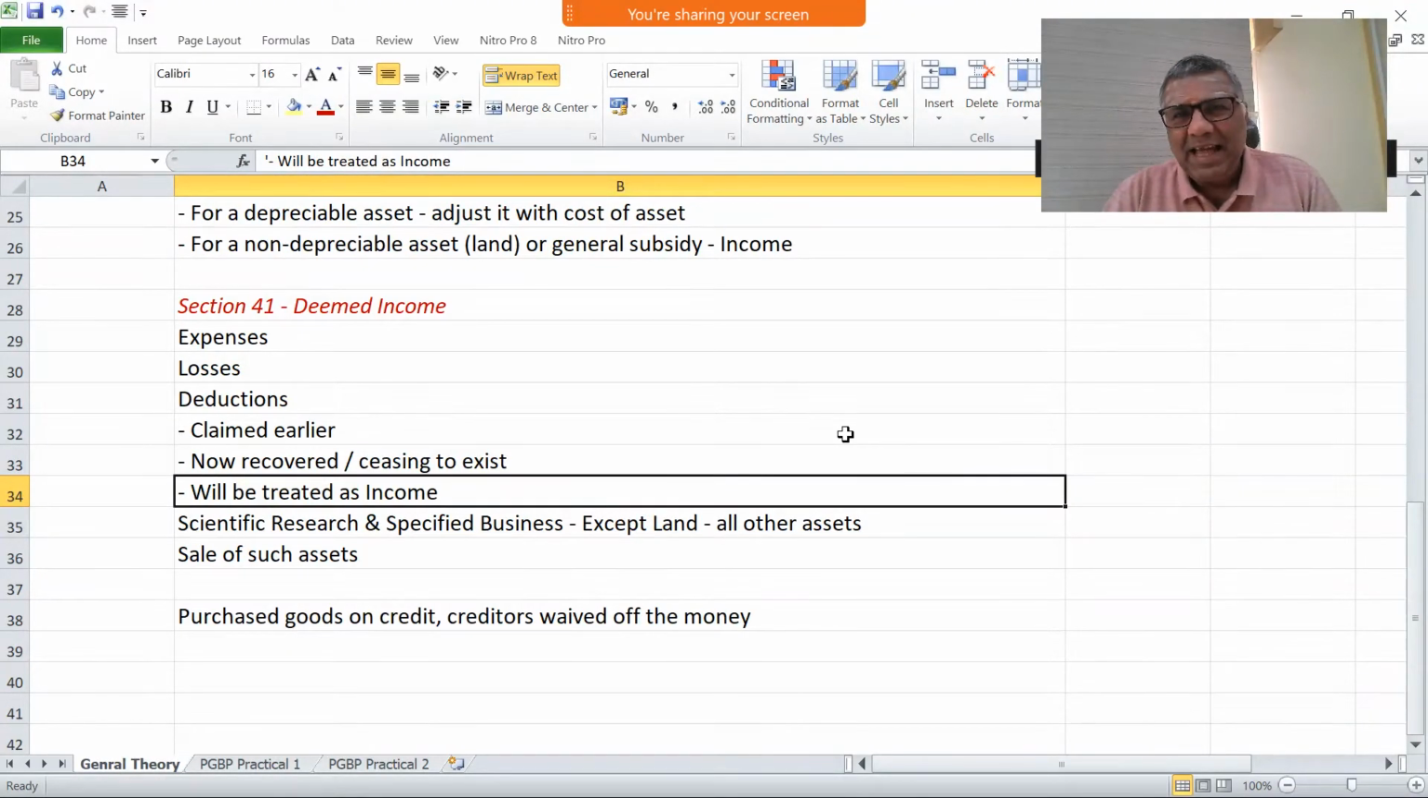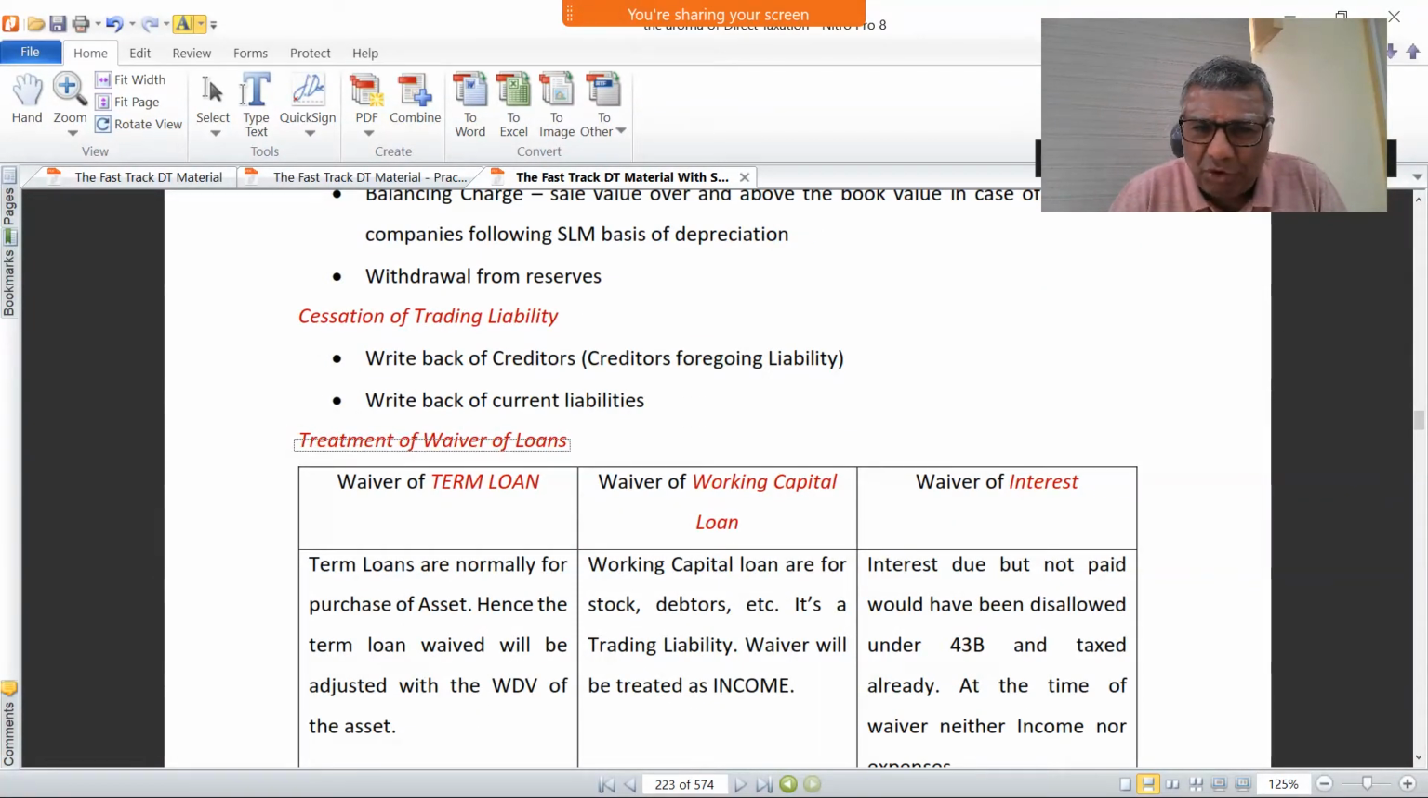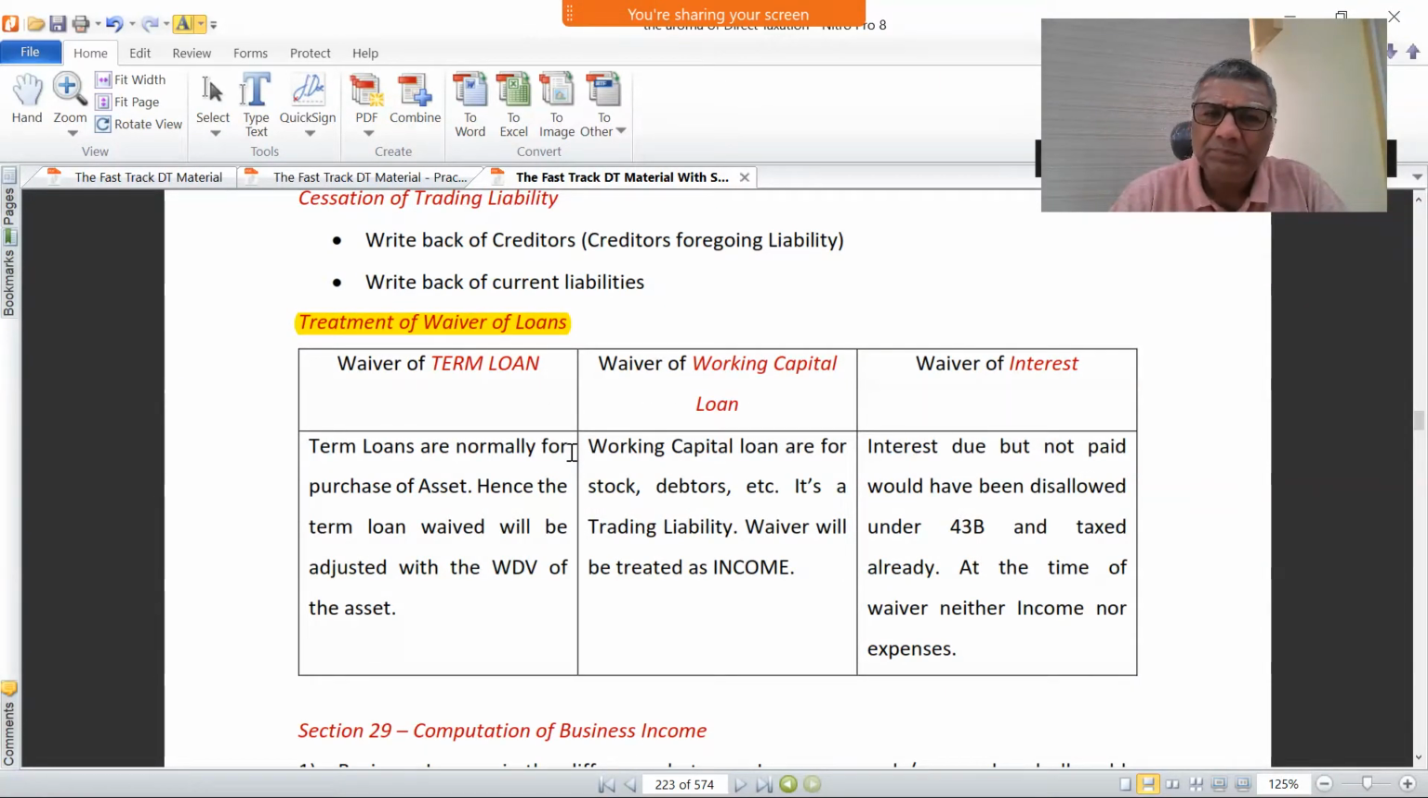In that, there is something you have to understand, which is the treatment of waiver of loan. This is important to understand. Waiver of loan, my dear friends: there can be three types of loan. Term loan, working capital loan, and interest that is accrued. Working capital loan is a trading liability, against stock, debtors, etc. Waiver will be treated as income. The waiver of working capital liability will be treated as income.